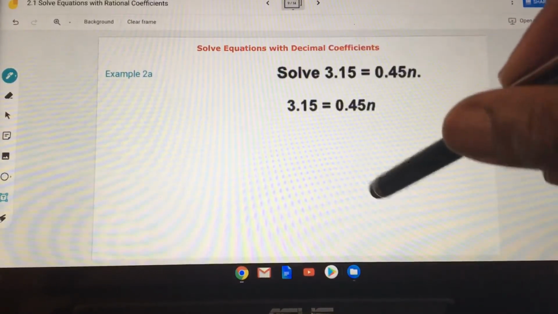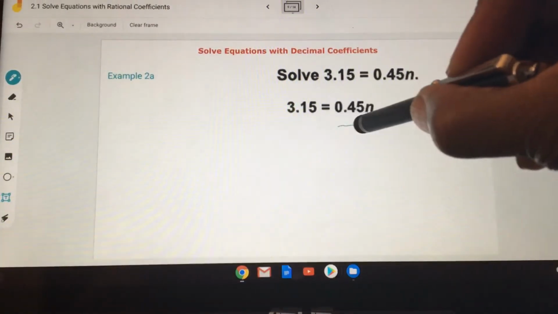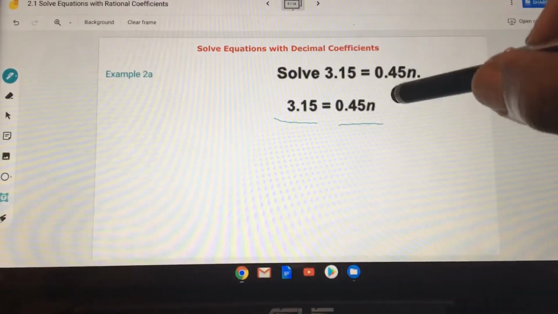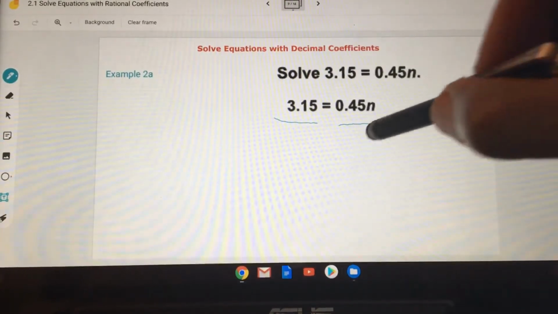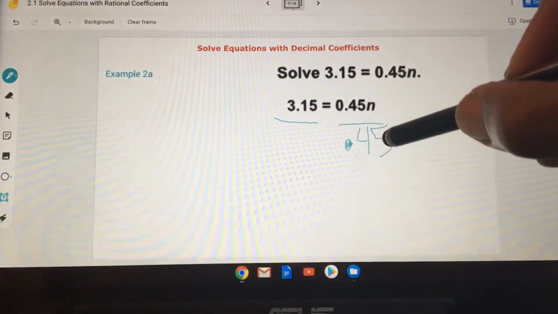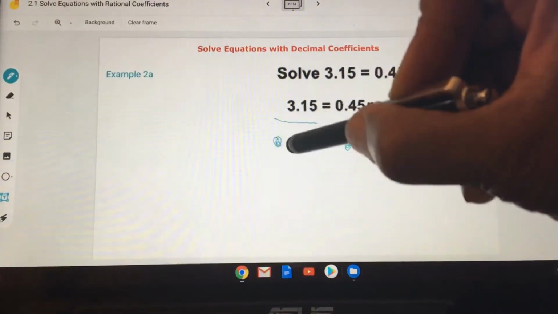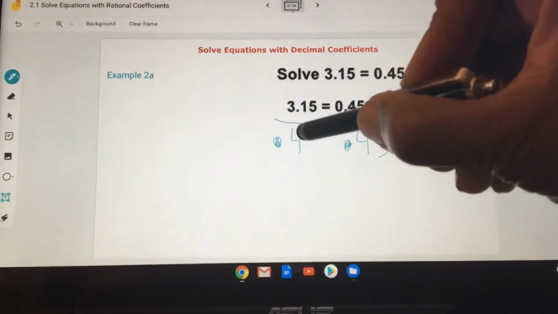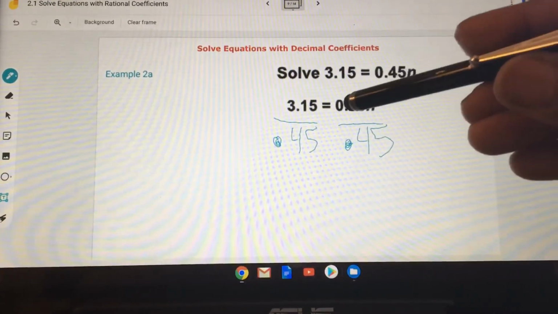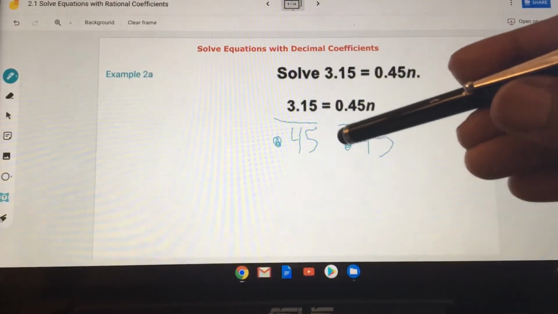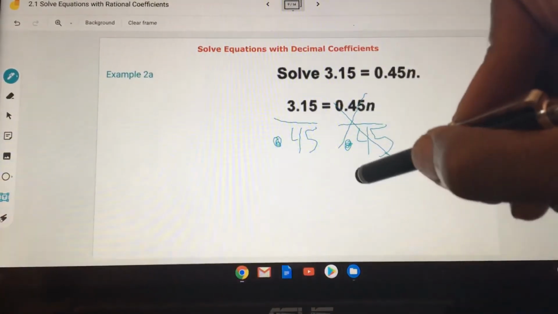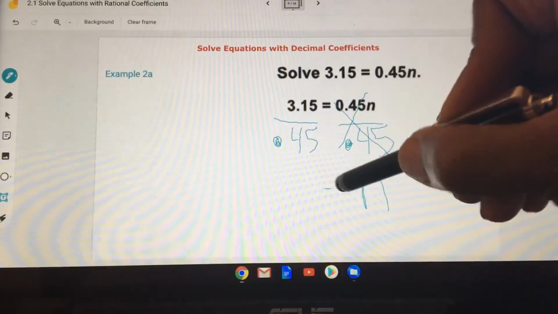In order to undo multiplication, we have to divide. That's how you get n by itself. So the number in front of n, which is called the coefficient, is 0.45. Whatever you do to one side, you have to go over and divide by 0.45. When you do that, 45 hundredths divided by 45 hundredths is 1. And now we have our invisible 1 in front of the n, and n is all by itself.